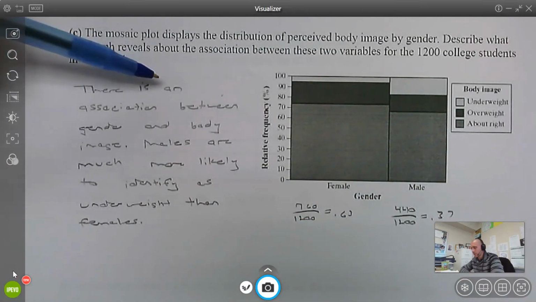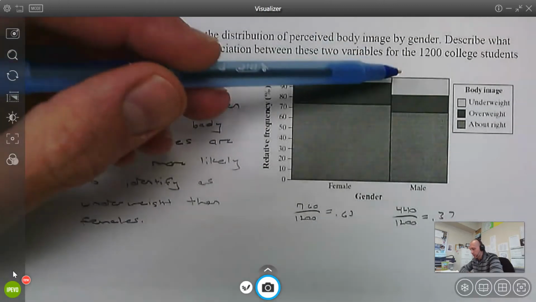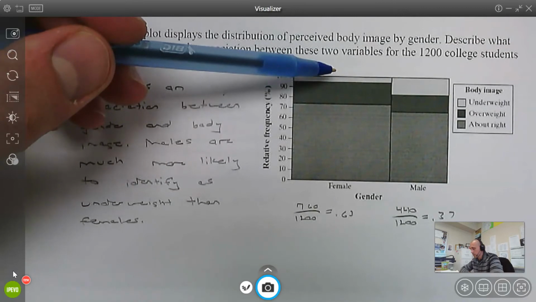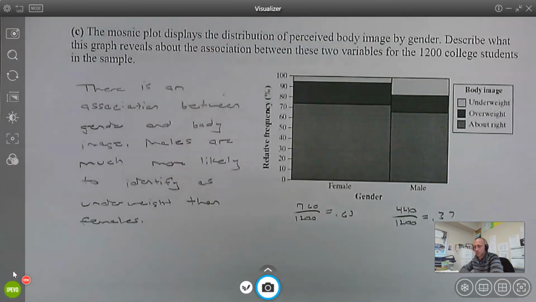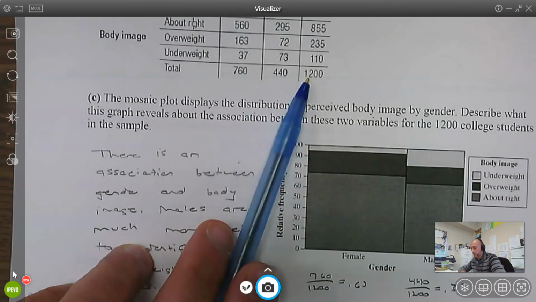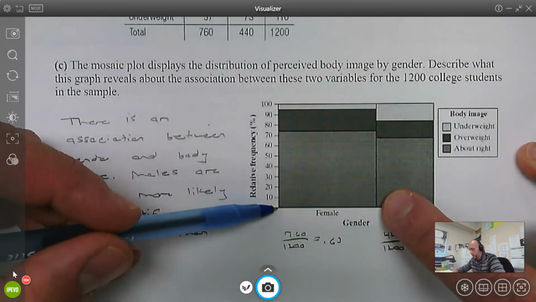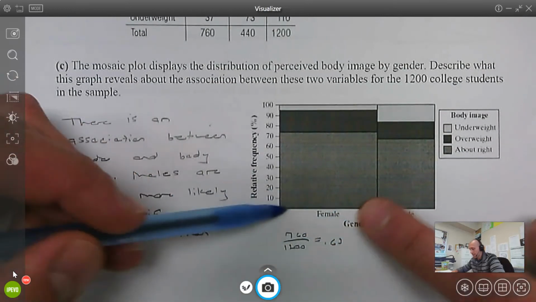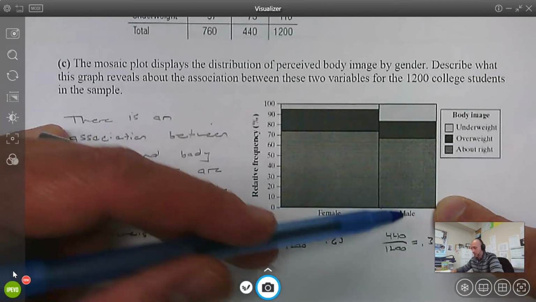So there is an association between these two categorical variables, gender and body image. Males are much more likely to identify as underweight than females. Looks like maybe about 3 or 4 times as likely. I could get percentages to strengthen that argument. And just so you could see, there were 760 females out of 1,200. That's 63%. So 37% males. So that's how they determine the width. This is about 63%, 37%. And it's arbitrary. It's not like we're scaling this off as like 10, 20, 30, 40, 50, 60.